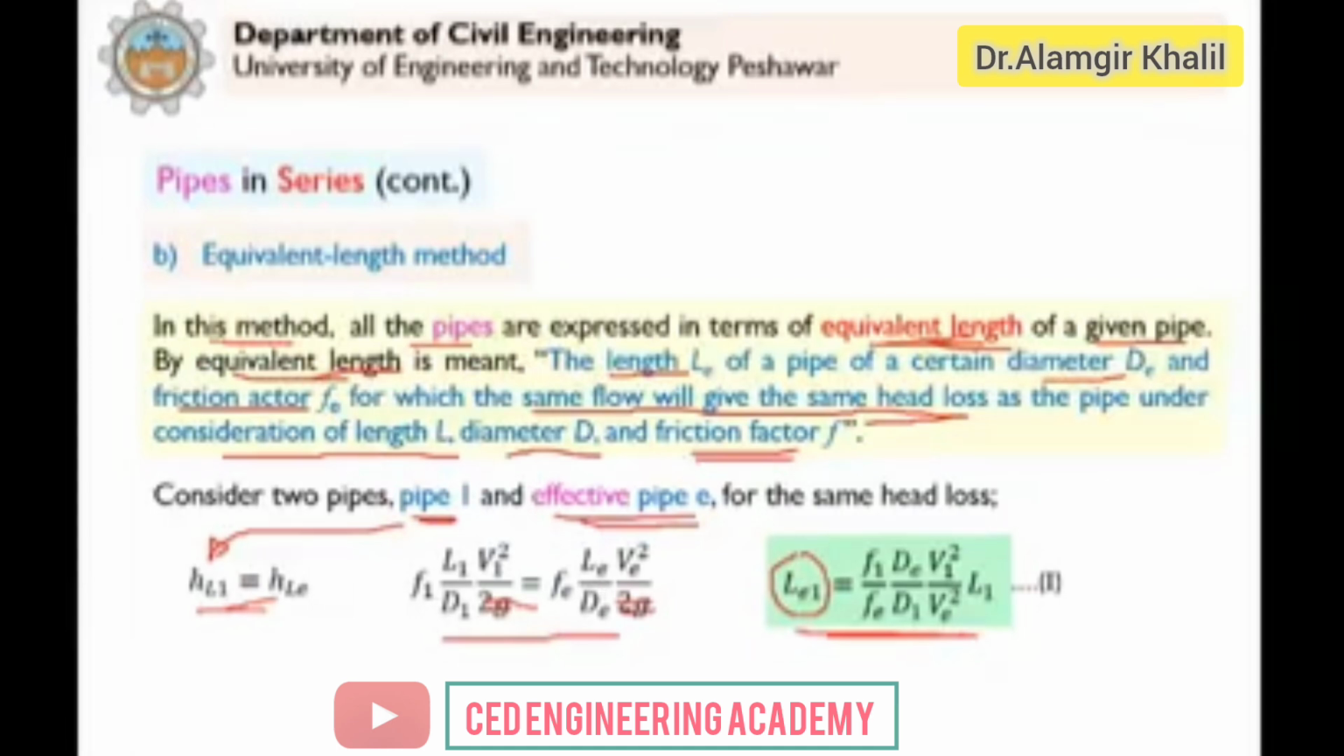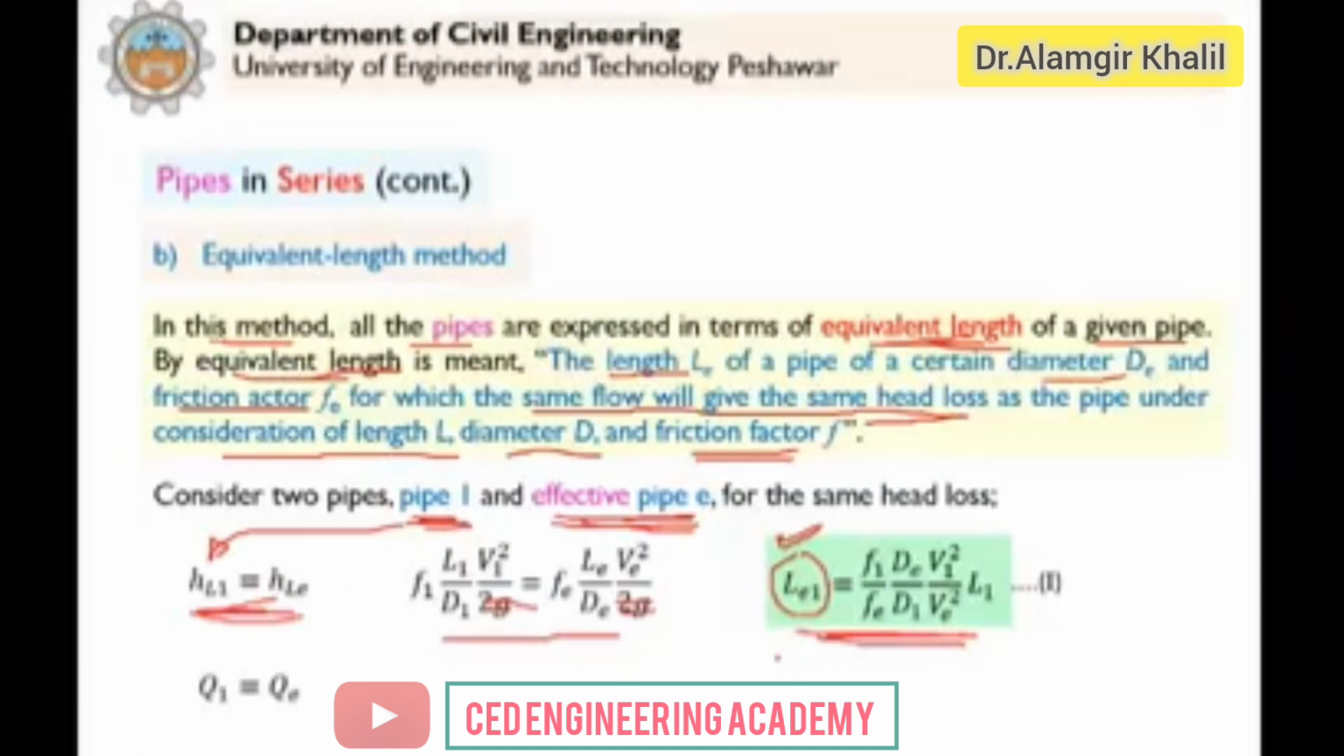So what does this equation tell us? This equation tells us what should be the length of that effective pipe here that will give the same head loss as pipe 1. You can see here we are equating HL1 is equal to HLE. So it means, what should be the length of this pipe that will give us the same head loss as the head loss in pipe 1. Clear? What should be the length of that pipe?